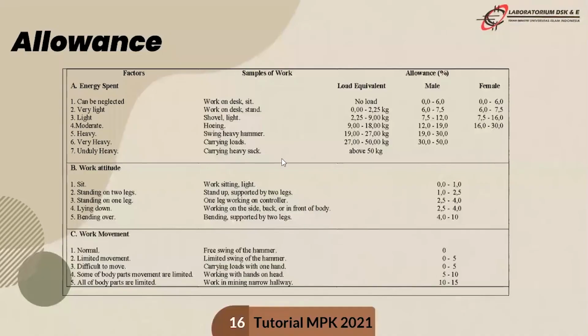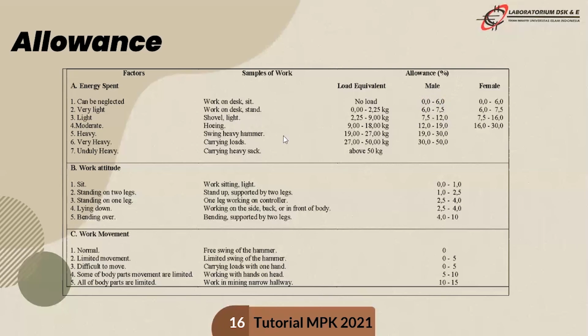Now move to the allowance. Allowance is obtained from the table of ILO, or International Labour Organization. The allowance is observed from the median of every factor. We can take as an example workers who do assembly. For example, the energy spent can be neglected, the sample of work is work on desk and seat, the load equivalent is no load, and for example, the worker is male. So we can decide that the allowance score is the median of this range, which is 3.